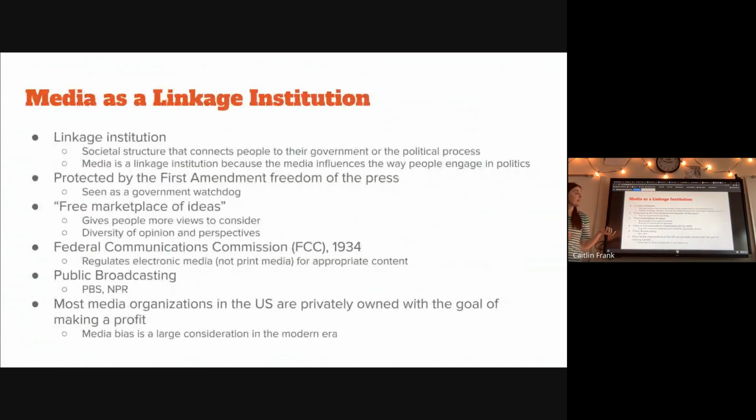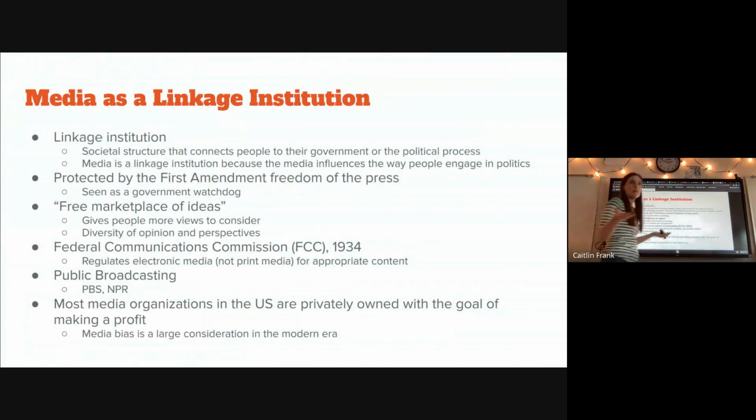The last topic is the media, which is the last linkage institution, which I don't need to say a lot about because a lot of this is common sense in the world today. But I do want to remind you that it is protected by the First Amendment freedom of the press. We'll talk about prior restraint and not limiting that in other units in the Supreme Court cases, but we've seen the Supreme Court cite freedom of the press many times because the media is seen as a government watchdog to make sure the government is disclosing important information to the people and disclosing it accurately.